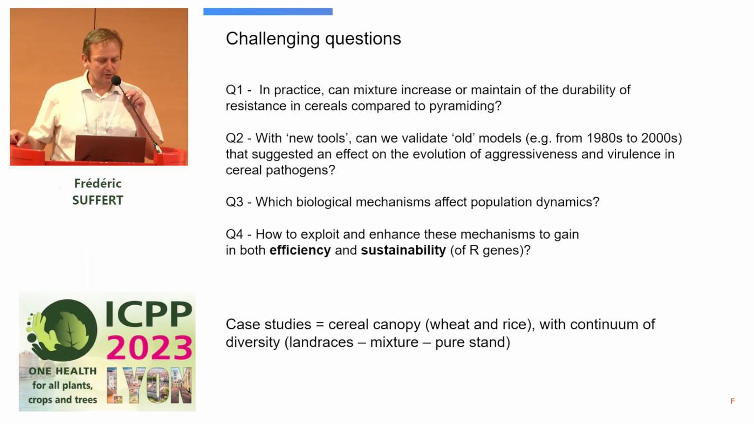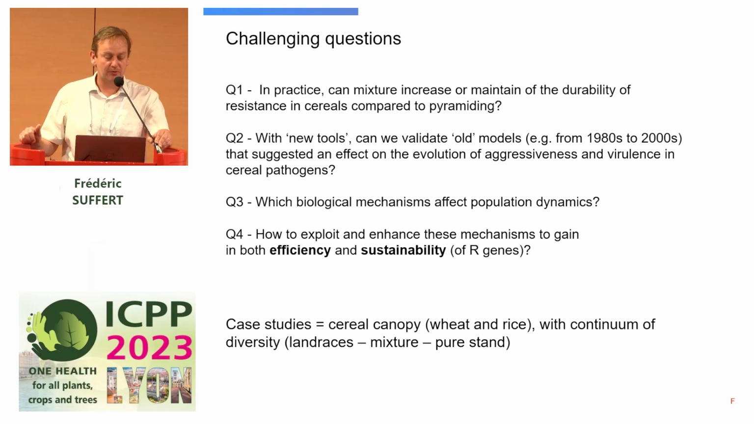And the more general challenging question can be summarized here. In practice, can mixtures increase or maintain the durability of resistance in cereal compared to pyramiding the genes? And with new tools, I mean genomics, can we validate all those models that suggested in the past an effect on the evolution of aggressiveness and virulence in cereal pathogens? Which biological mechanism affects the population dynamics, and how to exploit and enhance this mechanism to gain in both efficacy and sustainability of resistance genes.